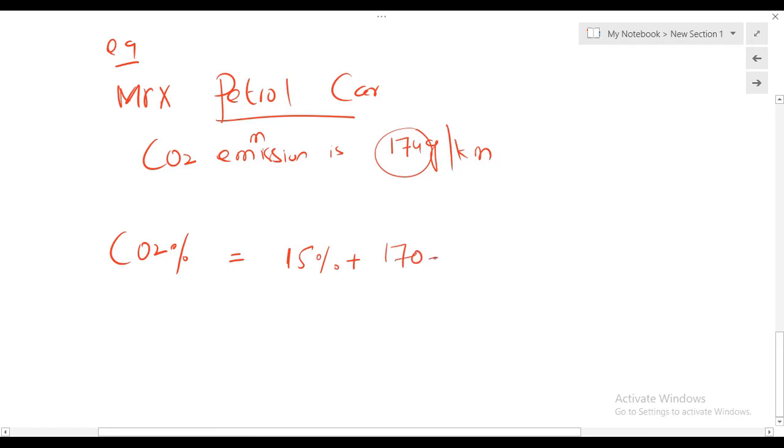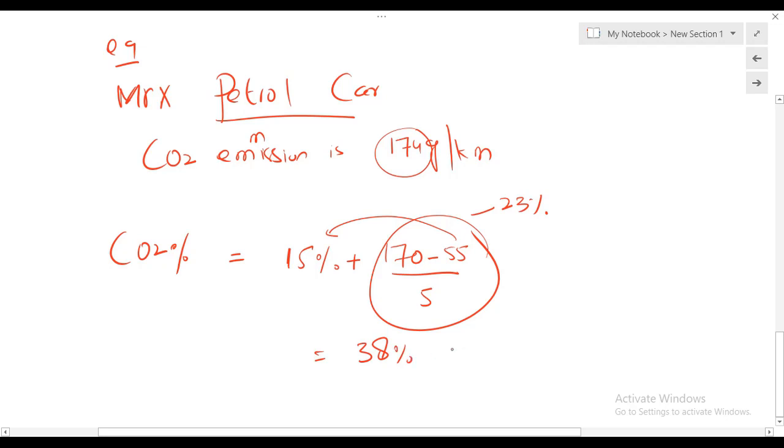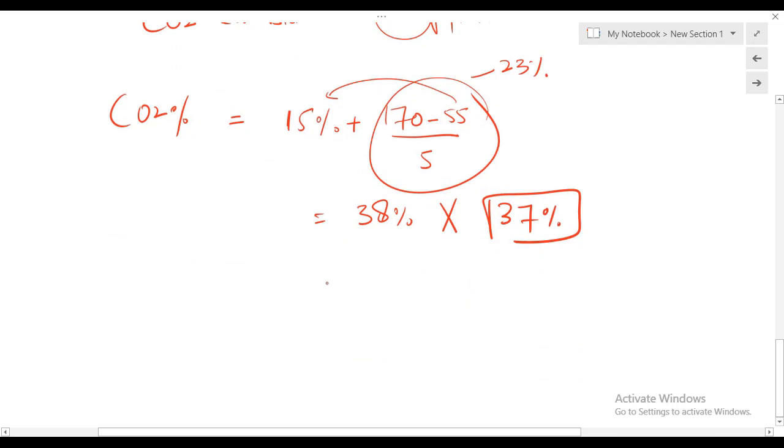From this 170, I'm going to deduct 55. Why 55? Because for this 55, I have 15%. Divide this by 5. Let me use the calculator. 170 minus 55 divided by 5. The answer of this is 23%. Plus 15, so altogether it is going to be 38%. But the maximum percentage cannot exceed 37%. If mathematically your answer is more than 37, then you have to restrict yourself to 37. No matter whether your car is a petrol car or a diesel car, the maximum percentage is going to be 37. Let me give you another example. Let's say we have 129 grams per kilometer CO2 emission.